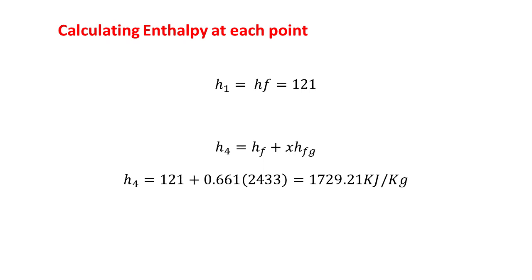To find the enthalpy at point 4, we use the formula as shown. We use the dryness fraction, which we calculated before, and substitute that into the equation to get the enthalpy at stage 4. At this stage, after expansion, the fluid is a mixture of vapor and liquid. Hence, we use this equation.